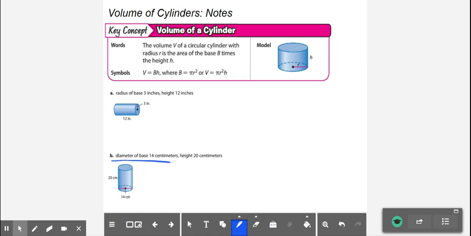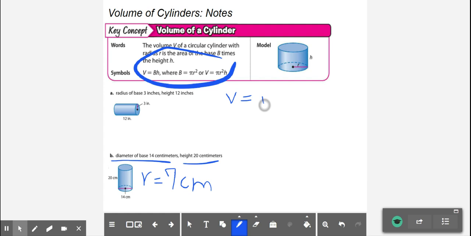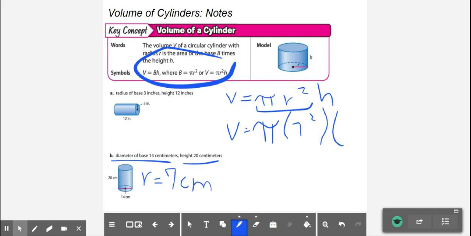The second one is a little different because we are not given radius, we're given diameter. But diameter does not show up in these formulas, radius does. So the first thing we need to do is find the radius. Radius is half of the diameter. So since diameter is 14, radius is 7, and the height is 20. So I'll use the same formula again. Pi r squared h. Remember, pi r squared is finding the area of the circle.